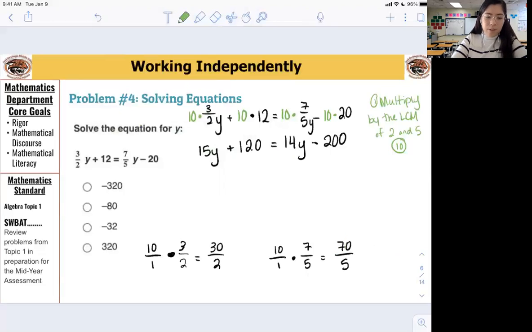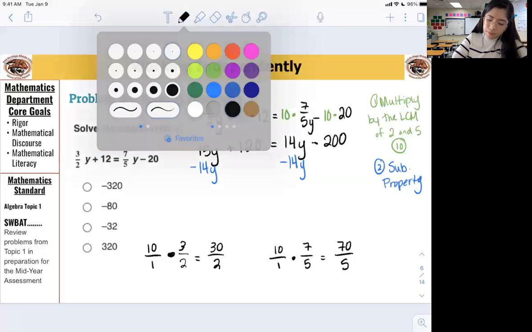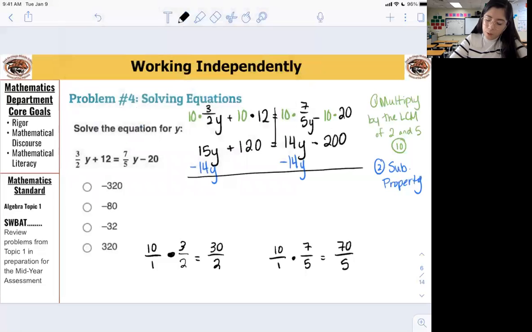All right. So here we are. We got rid of our fractions. What do I do now? Step 2. Subtract 14y. Good, I heard it from a couple people. We're going to move all our variables to the left, so I subtract 14y from both sides, which will just be y, because 15 minus 14 is 1, and when you have 1y, you can just write y. The 120 crosses out, and now I'm left with negative 200.